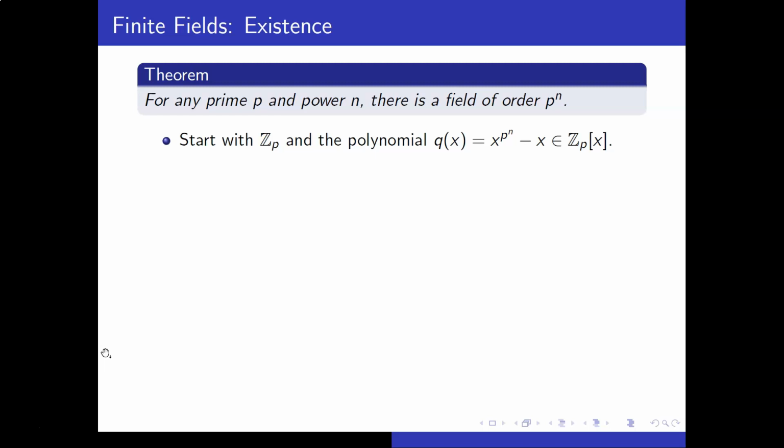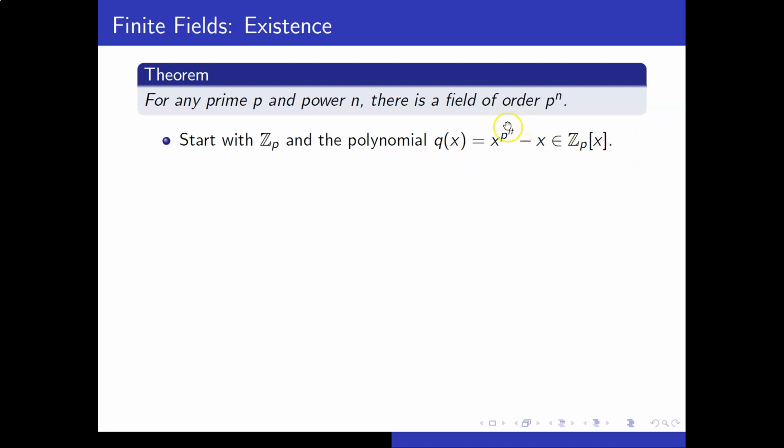Okay, so now we're going to go slightly differently. So we've shown that every finite field has order p to the n. Now we're going to go the opposite direction. We're going to show that there is, for any prime p and power n, a field of order p to the n. Okay, so I start with Z mod p, and I start with this polynomial inside that polynomial ring.